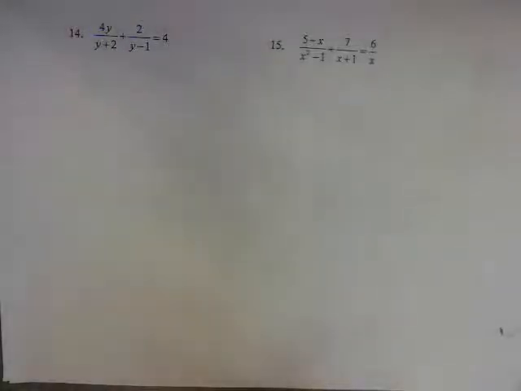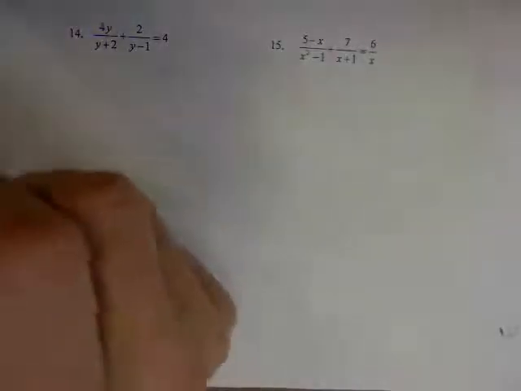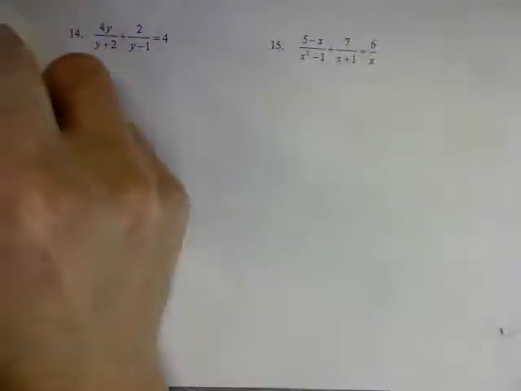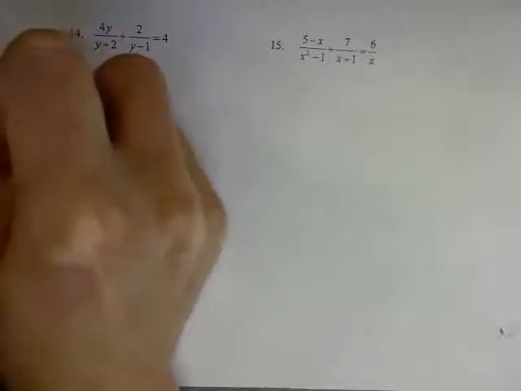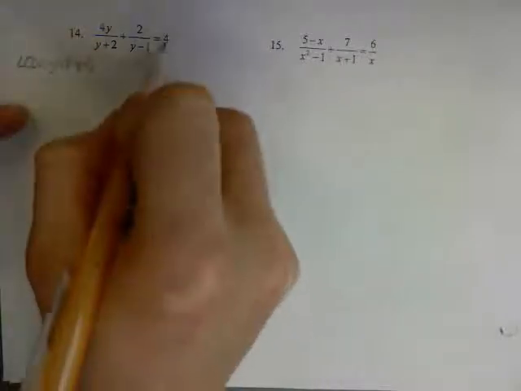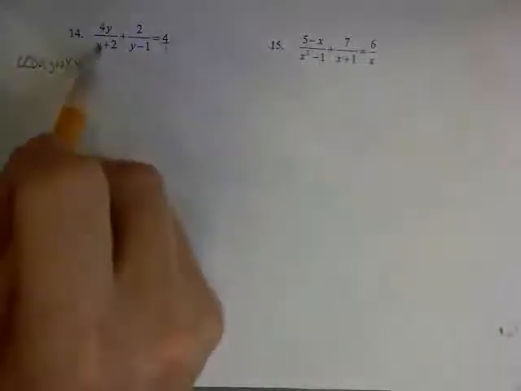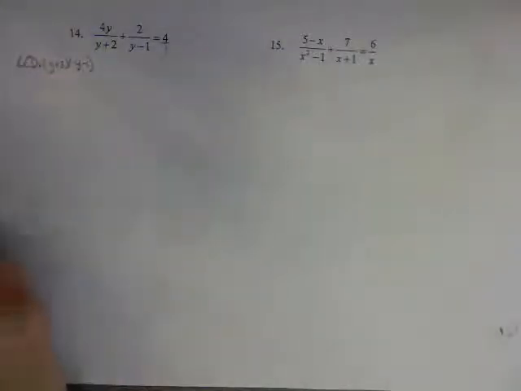Okay, in number 14, we need to find the least common multiple or least common denominator here that we can multiply through by. So we'll say this is going to be y plus 2 times y minus 1. Since the denominator of 4 is just 1, these are your two factors that we can multiply through by.